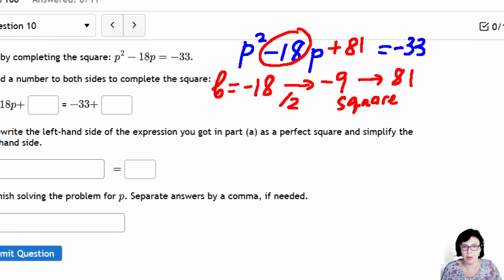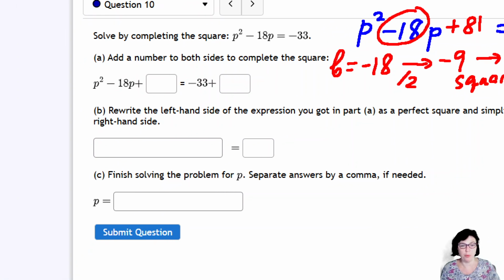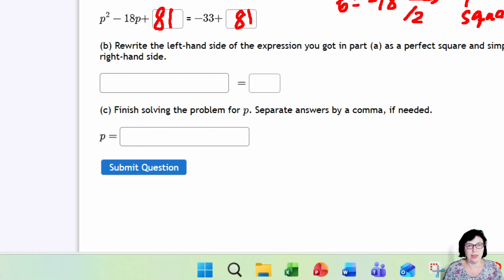It's important to remember that you don't just add to one side, because then the equation is not going to be balanced. You have to add over here, and then you have to add over here. Once you do that, the left-hand side becomes a perfect square. But the square of what?